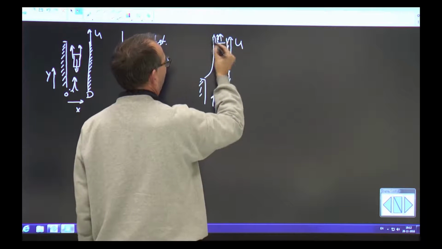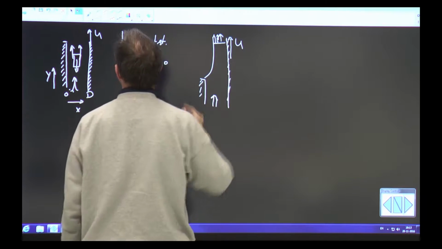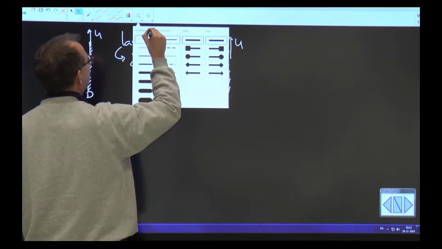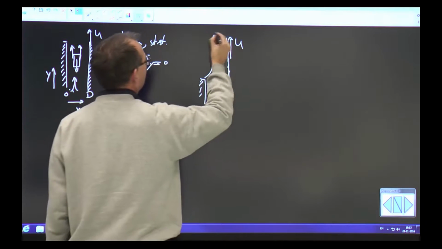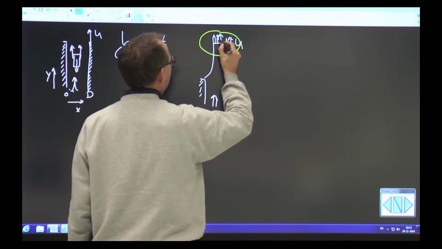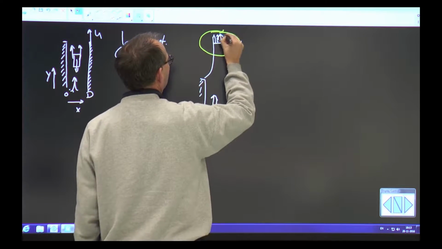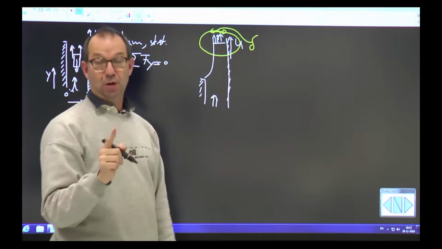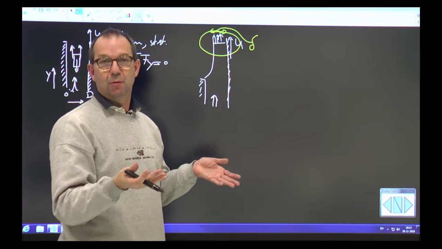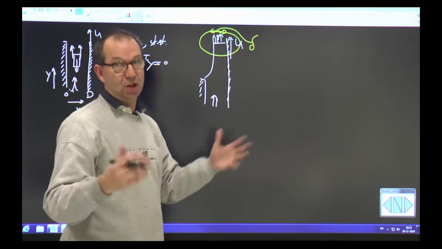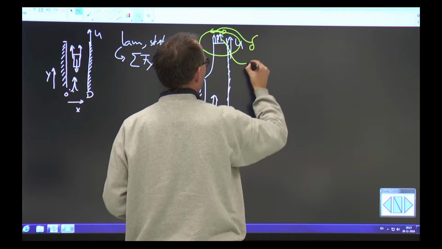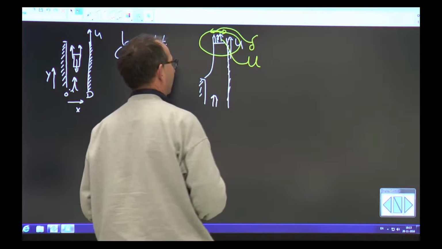My arrows are too small. Basically, this part is dried up. So let me circle that in yellow. This part is dried up. It has a width delta, the thickness of our coating, and it all moves with the same velocity as the sheet as it's kind of solidified. So the velocity here is also u.